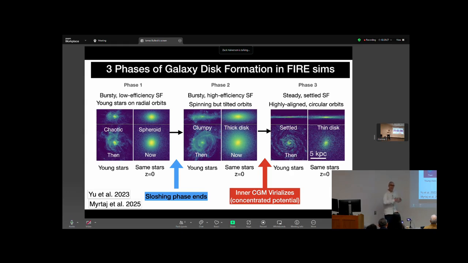And once that happens, the central potential starts getting concentrated. The inner CGM virializes, and when that happens, the orbits become razor thin, and you have these thin disks that start to be made. So I don't know if this is actually what's going on in the real universe, but this seems to be what's going on at least in these simulations, which look something like Milky Ways. So it's an interesting story that we're starting to piece together in terms of how these galaxies spin up.